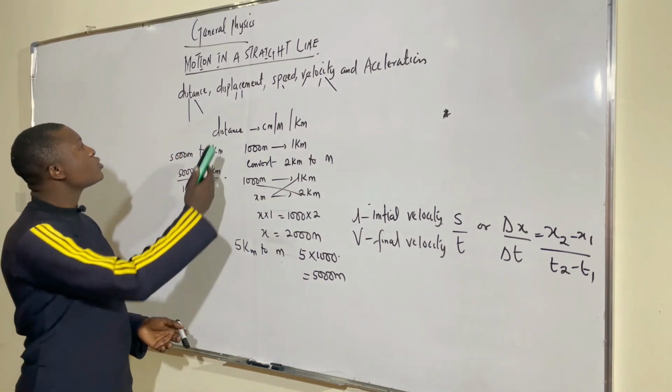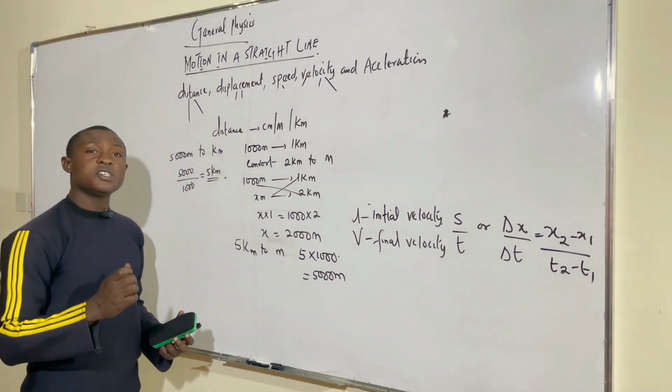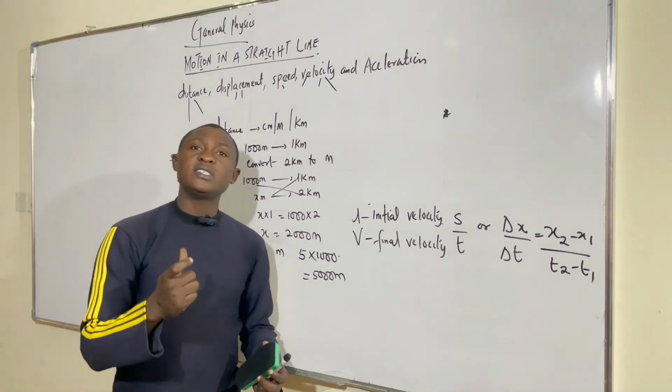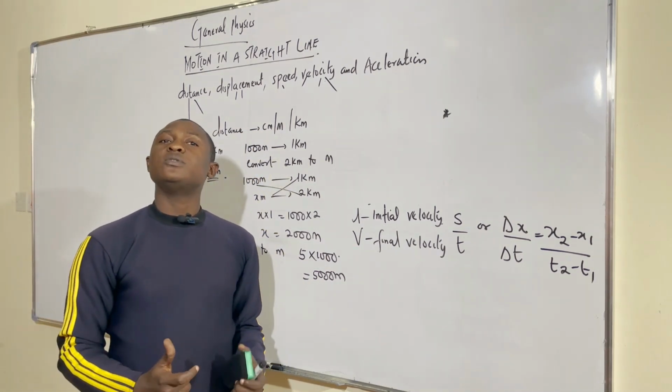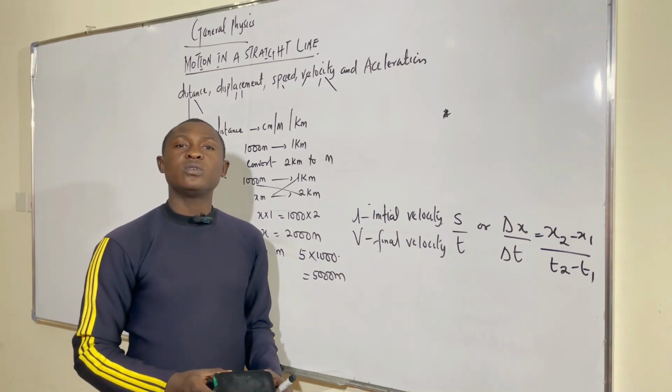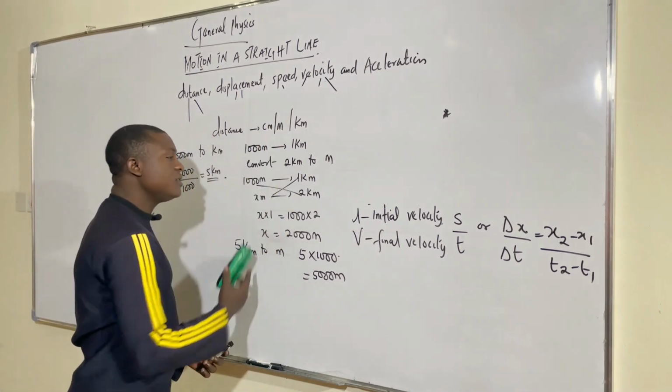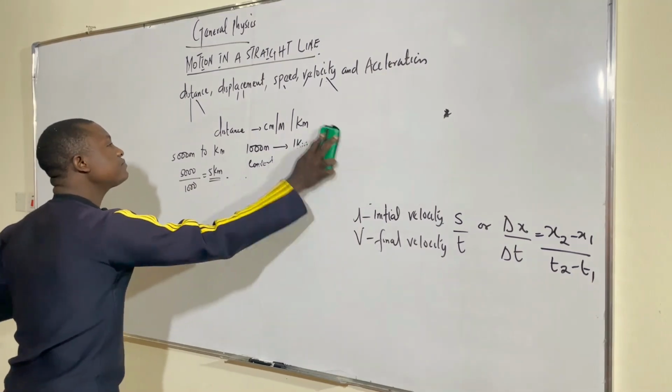At the same time, this is also applicable to displacement. As I mentioned earlier, the only difference between distance and displacement is that one is a scalar quantity, while the other one is a vector quantity. So go back to the speed that we mentioned here.